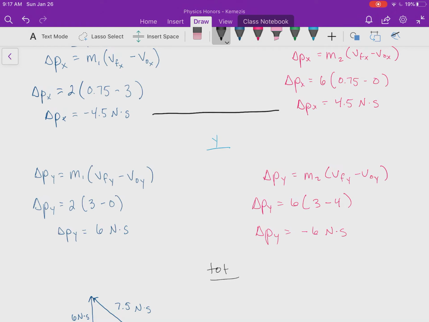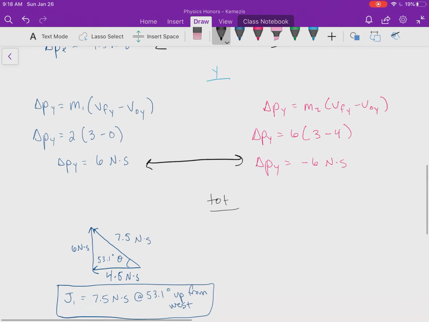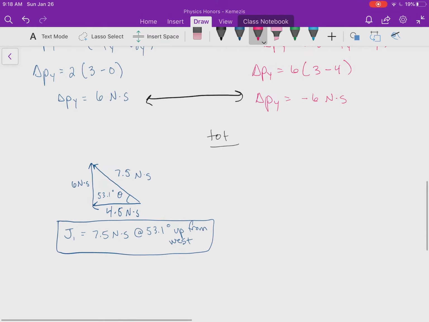Now, you notice there's a connection between the change in momentums of these two objects. They are equal but opposite, which is kind of cool because that's Newton's third law. Every action has an equal opposite reaction, every force has an equal opposite force. And then because the force is happening over the same time in the collision, every impulse has an equal and opposite impulse.